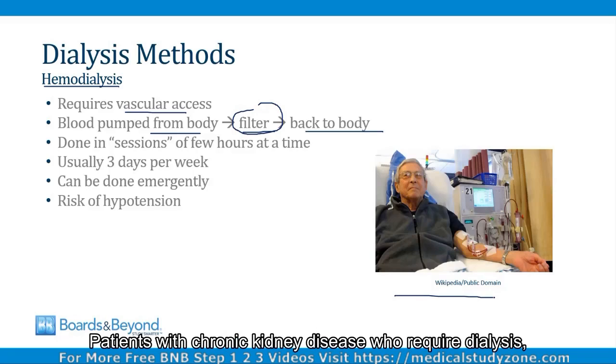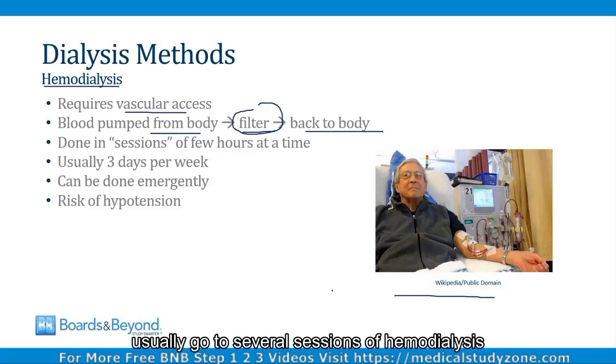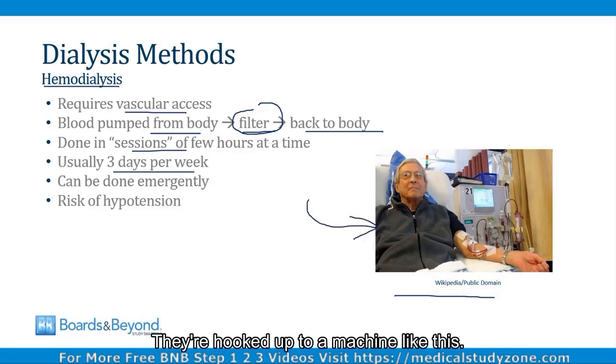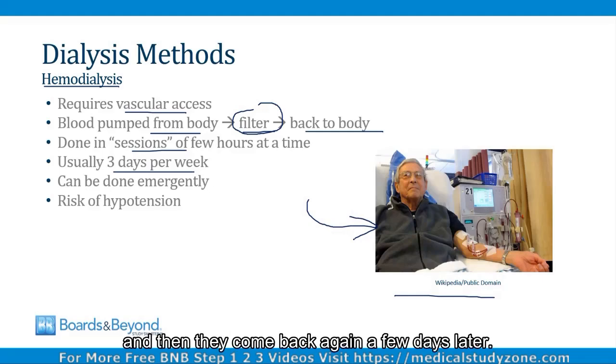Patients with chronic kidney disease who require dialysis usually go to several sessions of hemodialysis, a few hours at a time. Usually they go 3 times per week to a dialysis center. They're hooked up to a machine like this. They can read a book or watch a movie, and after 3 hours they're done, and then they come back again a few days later.